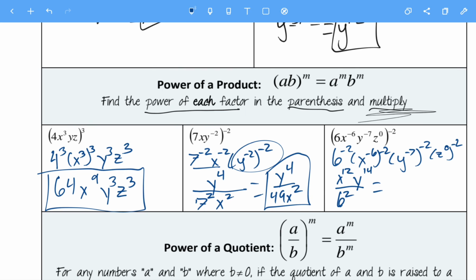So this is our final answer. Well, let's simplify that bottom piece. We get x to the 12th, y to the 14th over 36, and we're done.